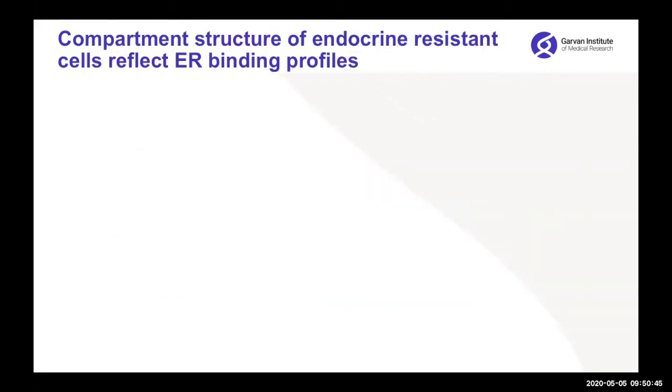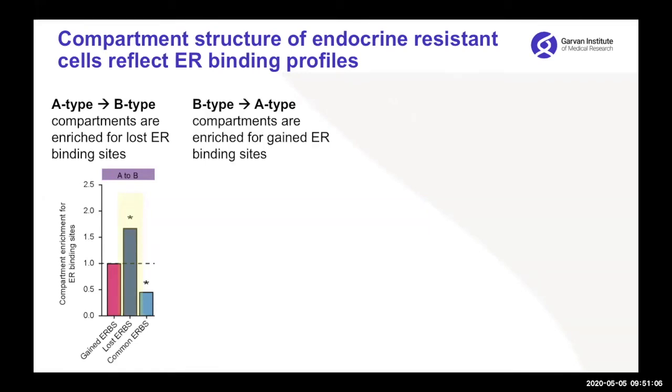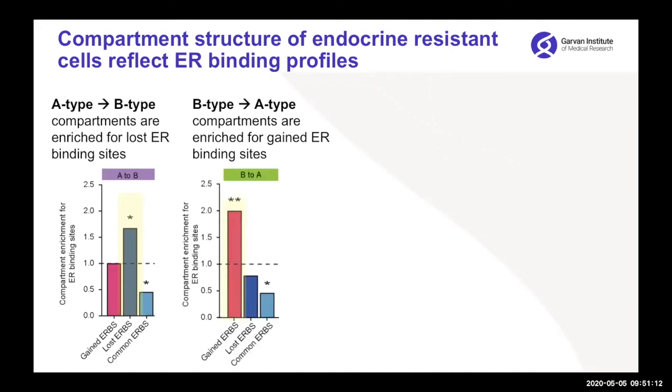So we also wanted to see what's the association between the compartment structure and the ER binding profiles. And we saw that if a compartment changed from A type to B type, we saw general enrichment for lost ER binding sites in resistant cells. And when the compartment changed from B type to active A type, we saw enrichment for gain of ER binding sites.